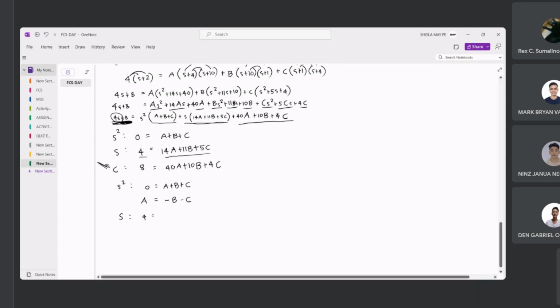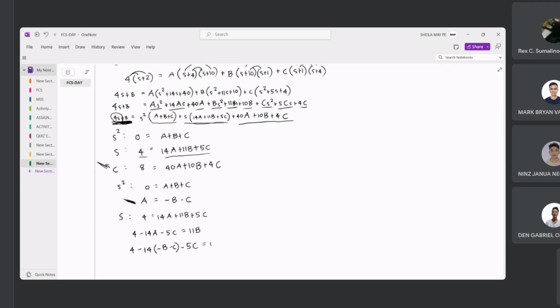So, if we have 4 equal to 14A plus 11B plus 5C, I want to have B on this part. So, leave 11B. That would be 4 minus 14A. Move everything without B. On the left part, which is positive 14, move it as negative, minus 5C, which equals 11B. So, 4 minus 14. Remember A is negative B, negative C. Minus 5C equals 11B.